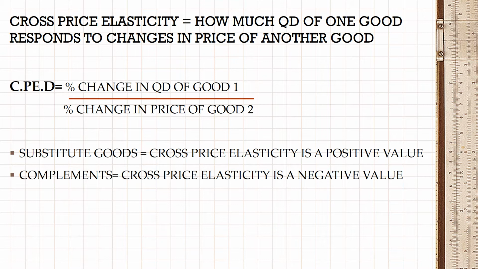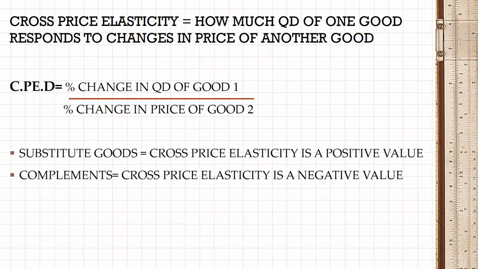For substitutes, it's positive because, let's say, if the price of butter rises, we know that the demand for margarine will increase. And if the price of butter decreases, the demand for margarine will decrease because people will go buy butter, it's cheaper now. So again, the sign moves in the same direction for substitute goods. That is why cross price elasticity is a positive value.